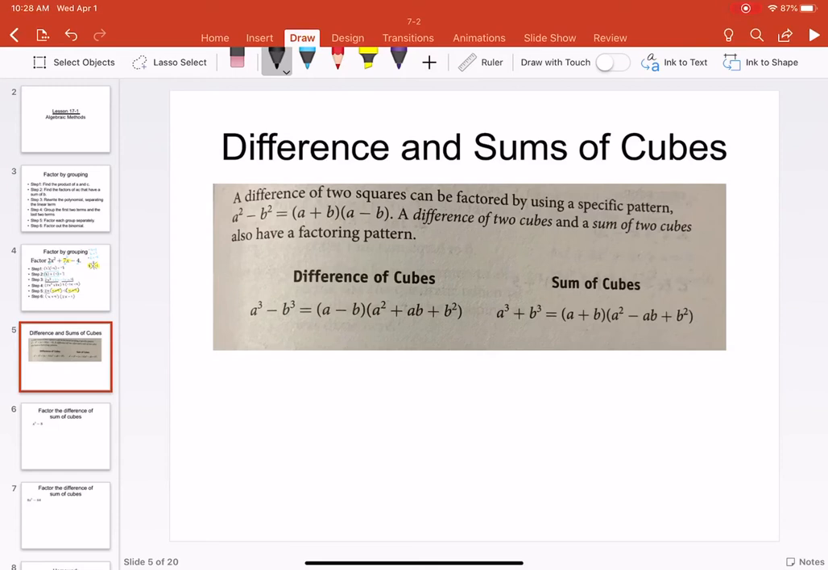Now, a difference of two cubes and a sum of two cubes also have a factoring pattern, so they give you the pattern. A difference of cubes is a cubed minus b cubed. You have to know, or if you see them, this should look familiar. You should be able to notice any cubes, like 8 is a cube because it's 2 cubed, and 27 is a cube because 27 is 3 cubed.